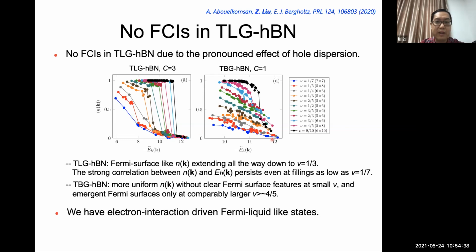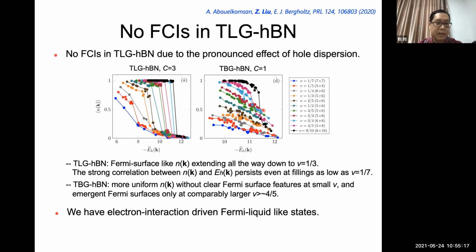For comparison, we also plot the same thing for the Chern number 1 band in twisted bilayer graphene boron nitride. And we can see that at small filling factors, the dependence of n_k on E_hk is much less pronounced. So this n_k is more uniform without clear Fermi surface features at small filling factors. And this Fermi surface only occurs at very large filling factor. For example, this 4/5, this pink one.